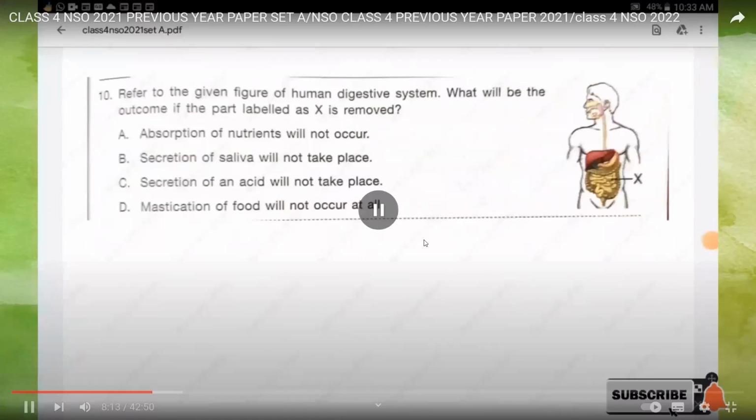Question number 10. Yes, tell me, beta. Refer to the given figure of a human system. What will be the effect if the part marked X is removed?